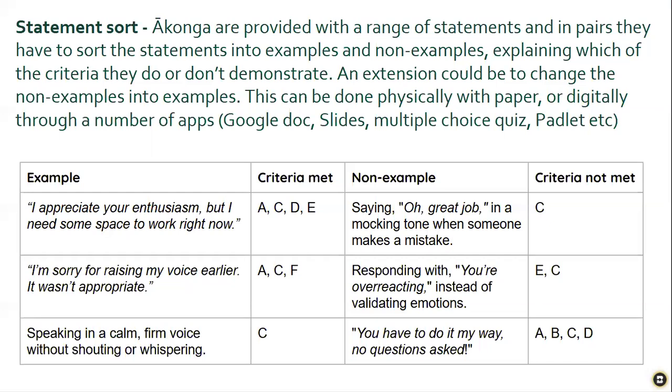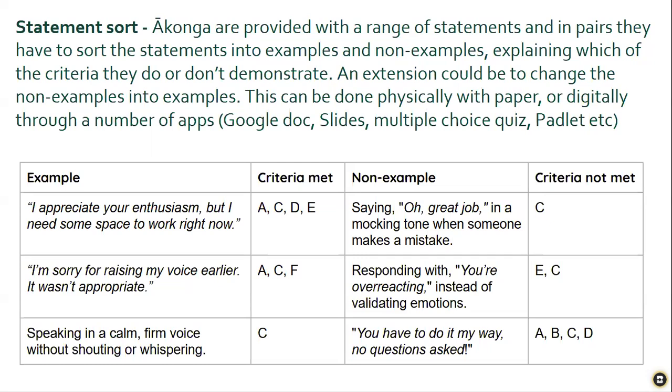So the ākonga are provided with a range of statements, and they could do this individually or in pairs or in a group. Again, you would be guided by the needs of your students and where they're at, whether you want to get individual information or whether you're more interested in the discussion. So they would be provided with a list of statements. And again, this could be done digitally or on paper, and there's a range of different ways you could do it digitally. If you think they need the physical sorting, I would print it out on paper.